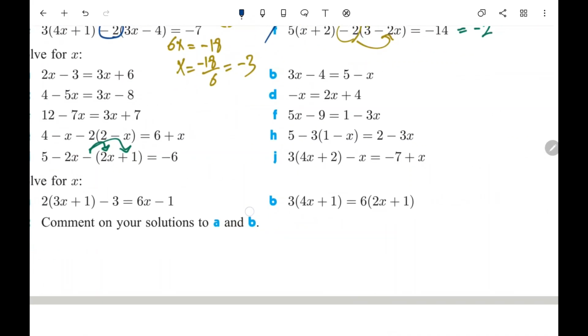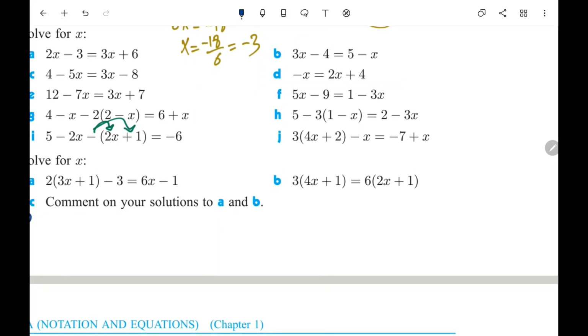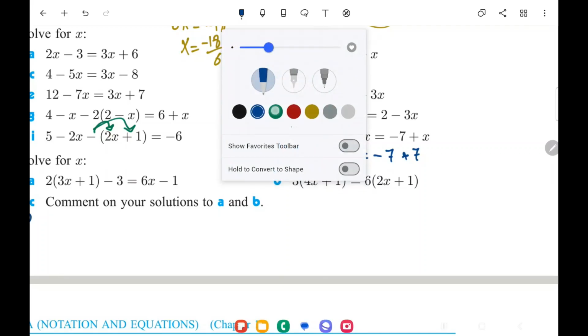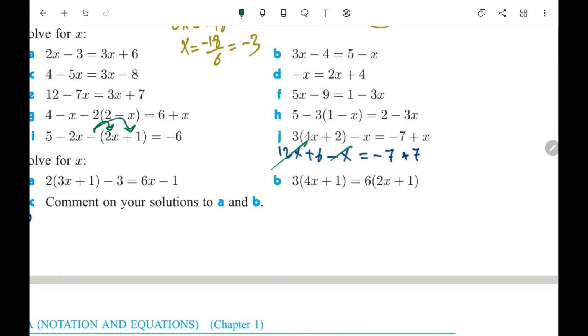Okay, let's go here. 3 times 4x will be 12x. Okay, 3 times 2 will be 6 minus x equals negative 7 plus x. Bear in mind that 12x minus x will be 11x. Okay, and here is negative 6 equals... sorry, this is x, and here we have negative 7 plus x.